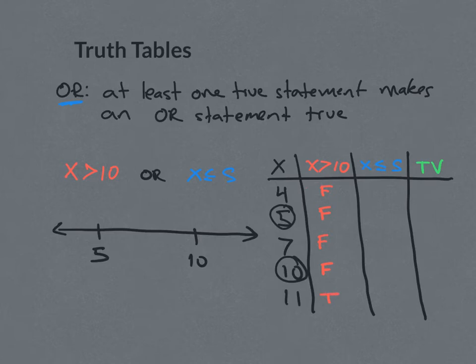Then we're going to do the same thing with x is less than or equal to 5. First I start with 4 and I plug it in. 4 is less than or equal to 5. That's true. So that section is true.